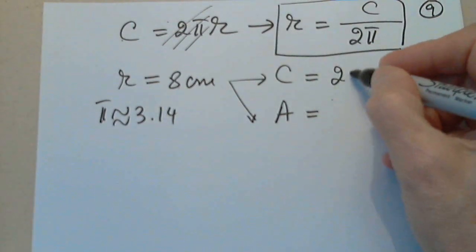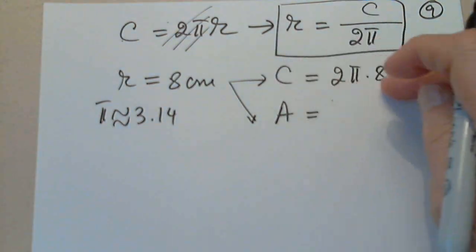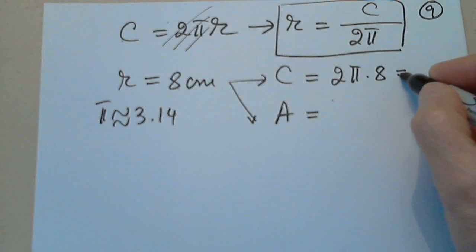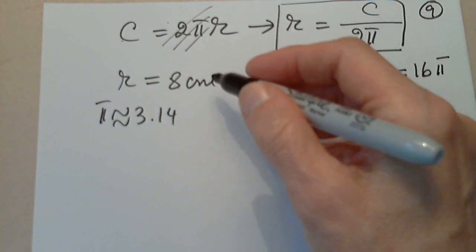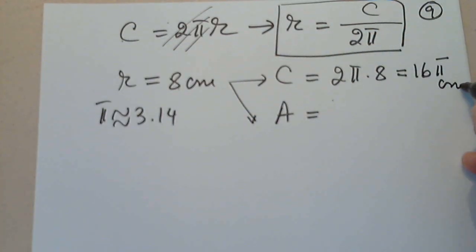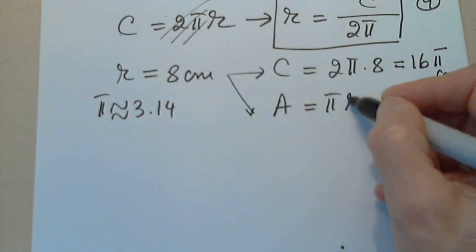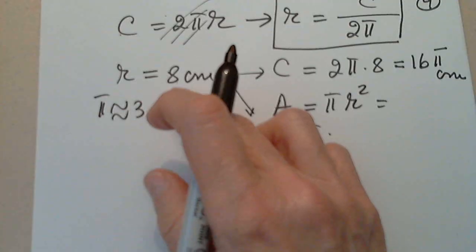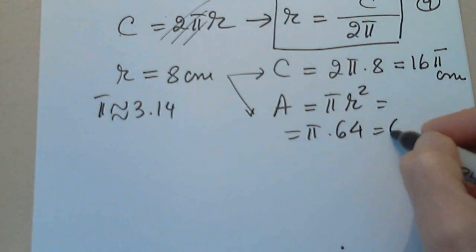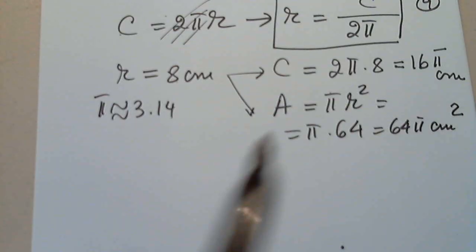So this is 2 pi times 8. This is not an equation I can calculate, so I can continue here and write 16 pi. Since it's in centimeters, the circumference is in centimeters. But the area is pi r squared, which is pi times 8 squared, which is 64, or 64 pi. But this is in centimeters squared because it's area.